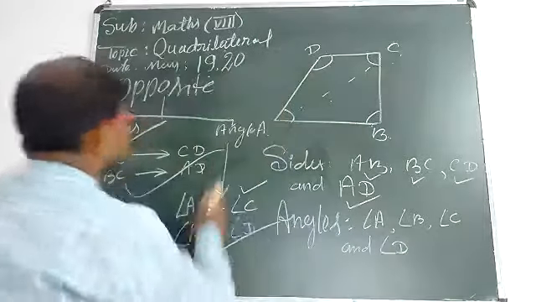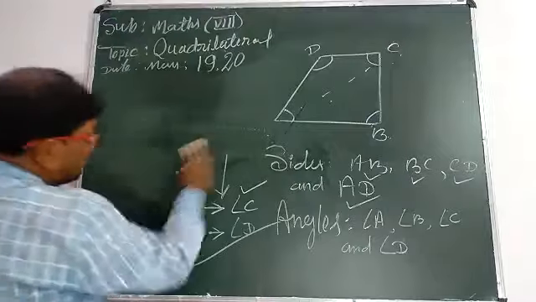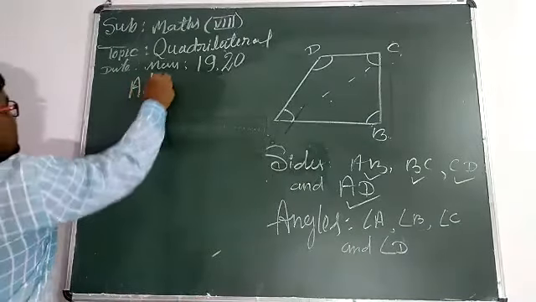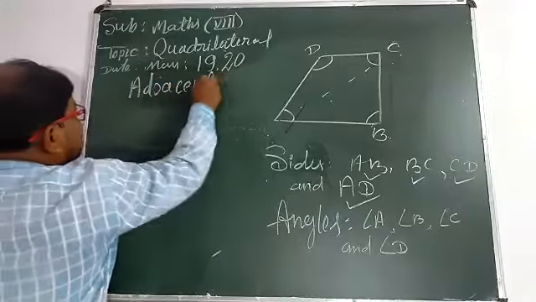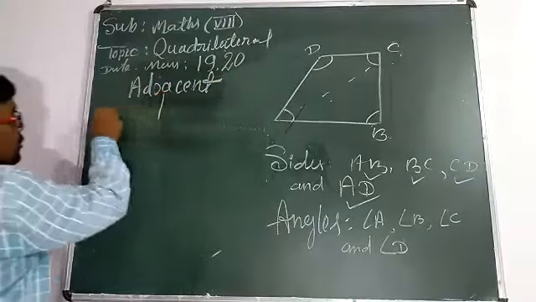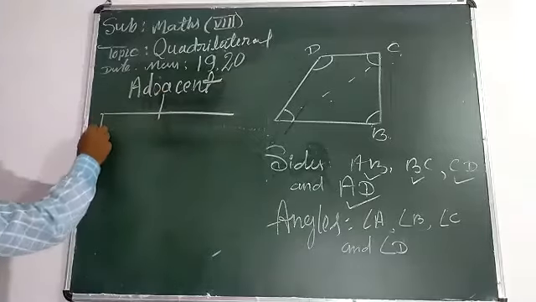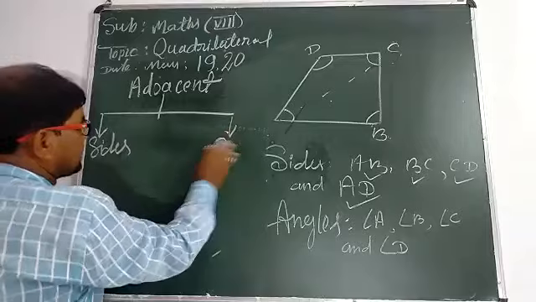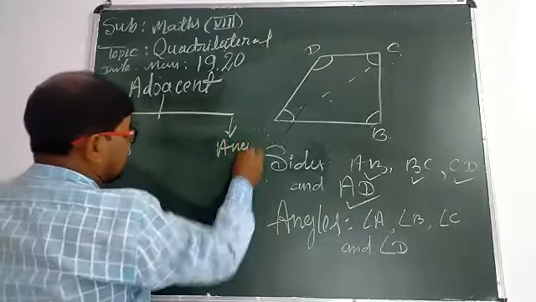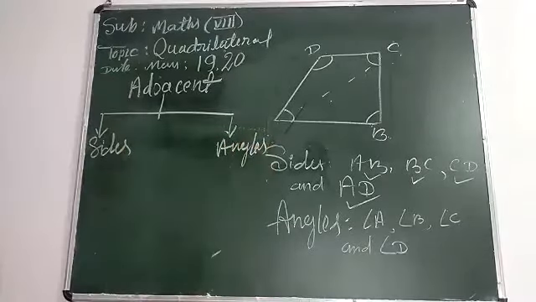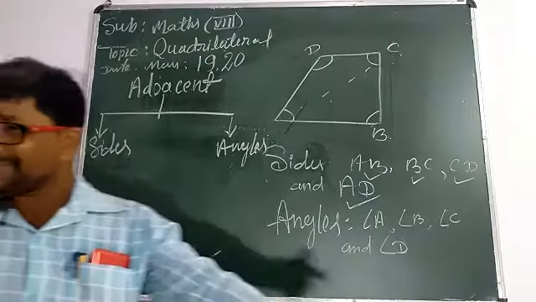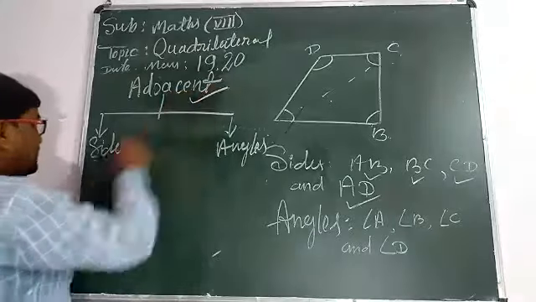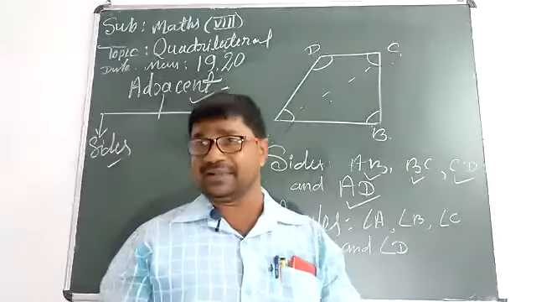Now, student, we should think about one more word: adjacent, A-D-J-A-C-E-N-T. We should think about adjacent sides and adjacent angles. Similarly to opposite sides and opposite angles, we should think about adjacent sides and adjacent angles.